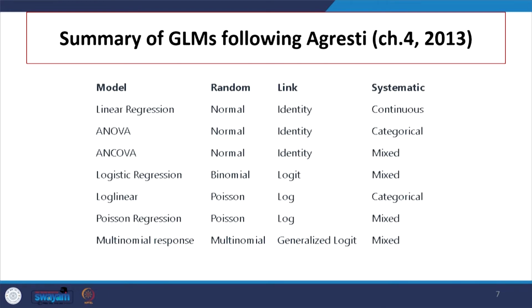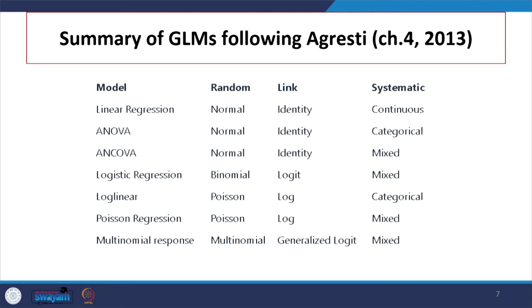Here is a summary of GLM following Agresti, chapter 4, 2013. It shows the GLM models and how they are applied. As we know, linear regression is applied when the data is continuous, but ANOVA or ANCOVA, analysis of variance or covariance, are also discussed in the context of categorical and mixed data. The link function gives the identity, and the randomness is defined to be normal.